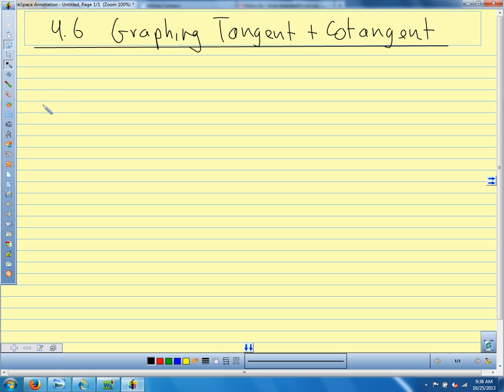So we know that tangent theta, one of our identities, is sine theta over cosine theta. So thinking about this function and how sines and cosines behave, and also thinking back to chapter 2 when we talked about rational functions, what is going to happen with the graph of the tangent function?